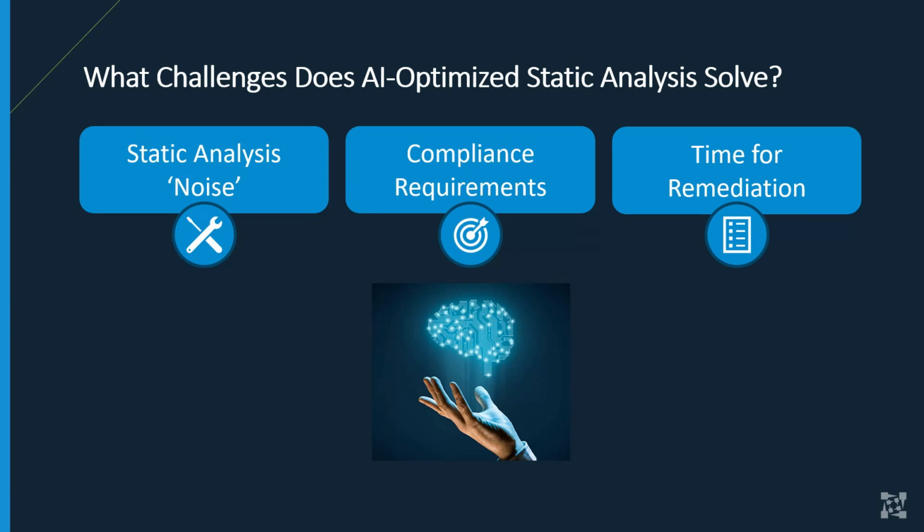AI optimized workflows can help teams to more easily identify which violations need to be prioritized and which can be ignored, enabling teams to quickly reduce the workload of static analysis tasks.